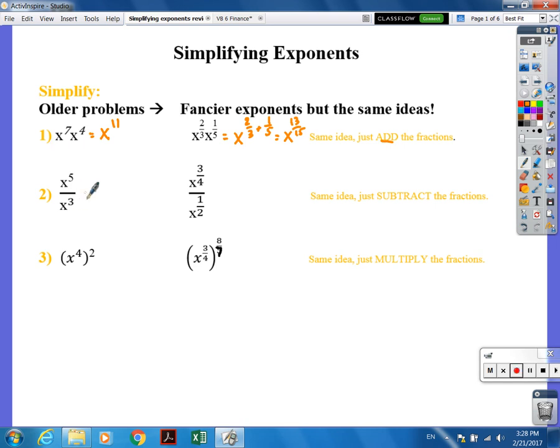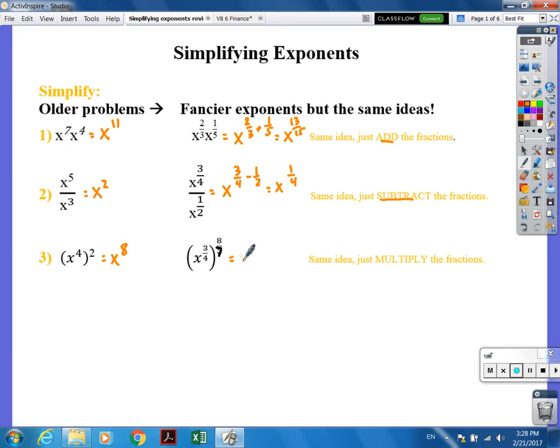When we have a problem like this, we know we would get x squared. We subtracted 5 minus 3, or there are 2 more x's on the top than the bottom. So in a problem like this, even though they're fractions, we're doing the same process. We're just subtracting. We make that 2/4, so altogether we have x to the 1/4. We subtracted. When we raise a power to a power, we know we multiply. That's x to the 8th.